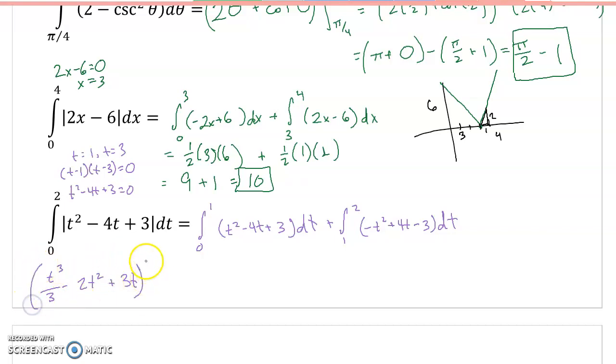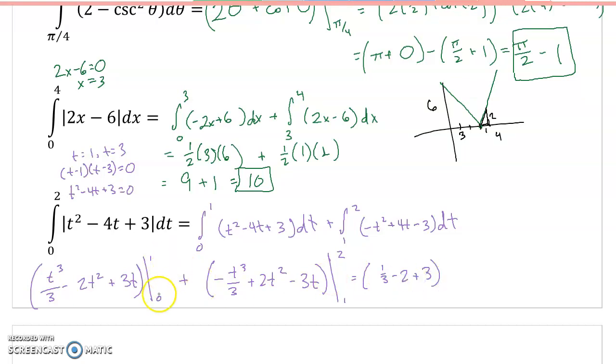We'll evaluate that antiderivative at 1 and at 0, and then we'll add. Don't reinvent the wheel, just flip all the signs. We already know what that's going to be. Just flip all the negatives to positives and all the positives to negatives, and we're going to evaluate this at 2 and at 1. So evaluating at 1 here, we get 1/3 minus 2 plus 3. Evaluating this at 0, we get 0. So that's nice. So that is the integral from 0 to 1 of the positive argument. And then we'll add to that the integral from 1 to 2 of the negative argument.